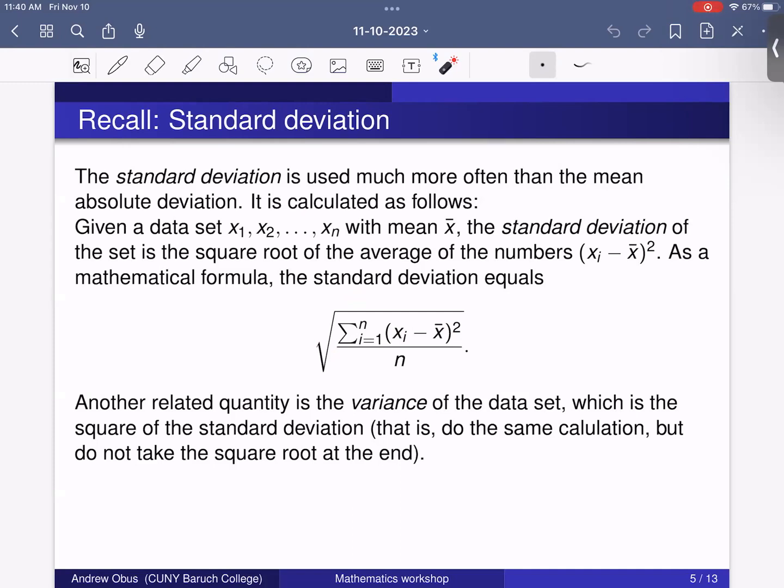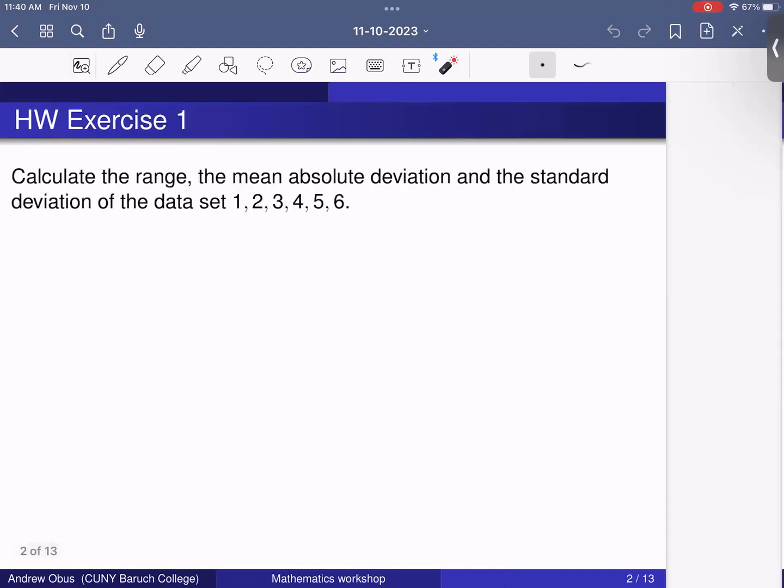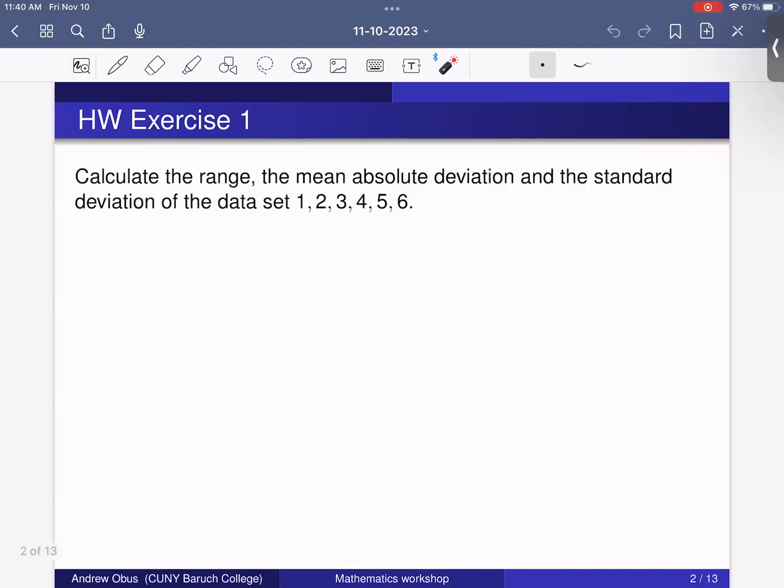These are just the slides that we had from last time, recalling how to do the mean absolute deviation and the standard deviation. So now let's go back and actually look at our data set. What do we have here? We have this data set, in this case just 1, 2, 3, 4, 5, and 6, and we're trying to calculate all of these different measures of dispersion.